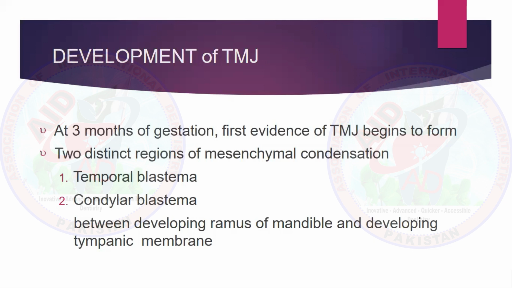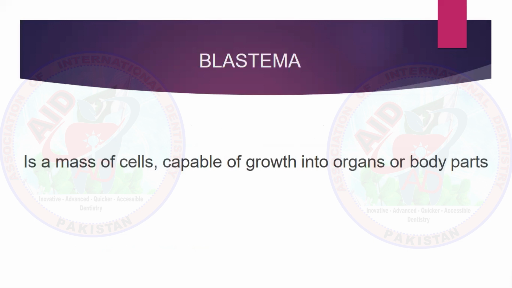Between the developing ramus of the mandible and the developing tympanic membrane, this condylar blastema appears. Just recall that the third month is about 13 weeks. In 13 weeks of gestation, there are two condensations of connective tissue: the temporoblastema and the condylar blastema. For your understanding, blastema is a mass of cells which has the capability of giving growth to an organ or body part. Anything under the umbrella of blastema is basically the ABC of giving growth.